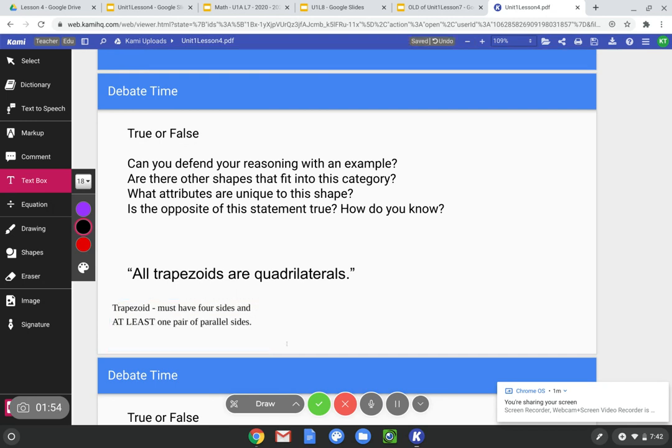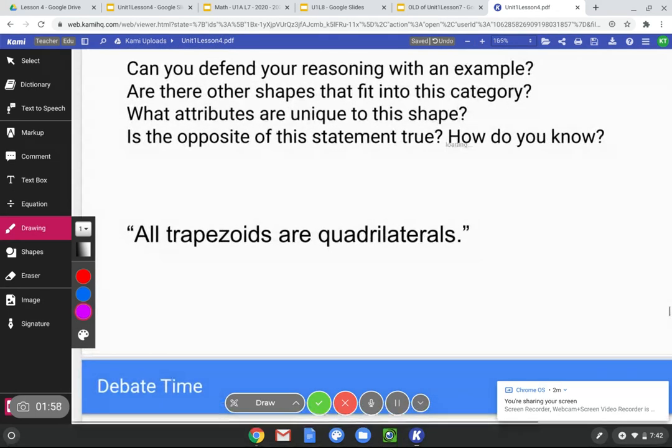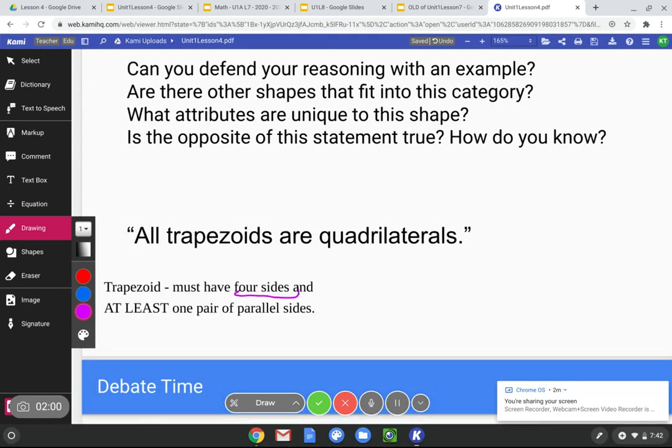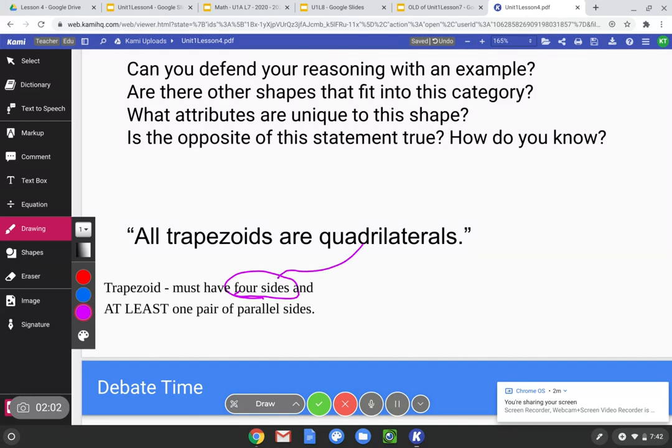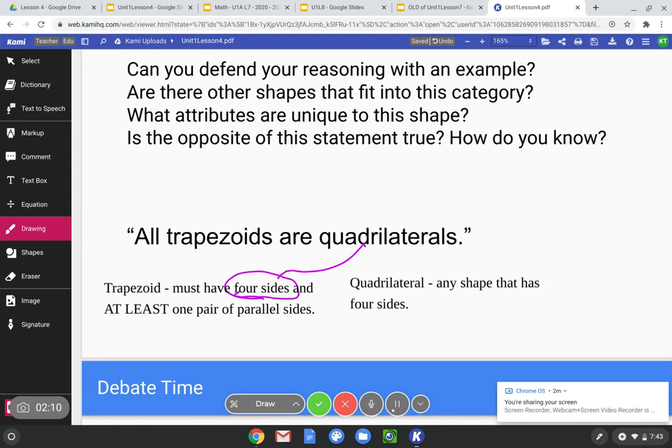And we can see, just looking at this rule, it says it has to have 4 sides. That automatically makes it a quadrilateral. Because remember, a quadrilateral is any shape that has 4 sides. So we can see easily from the definition alone that every trapezoid has to be a quadrilateral. So let's put true.